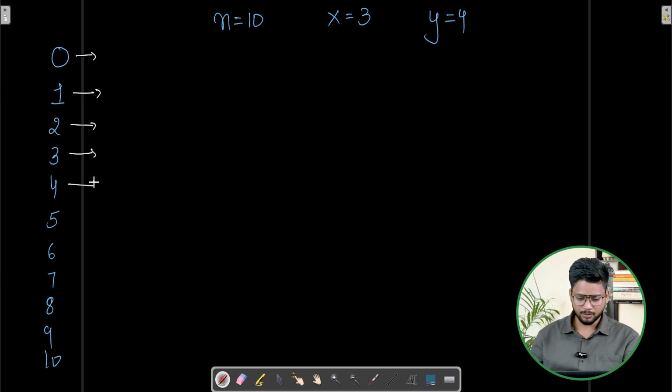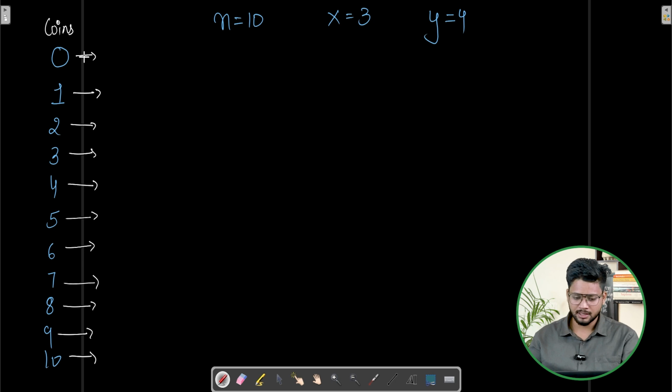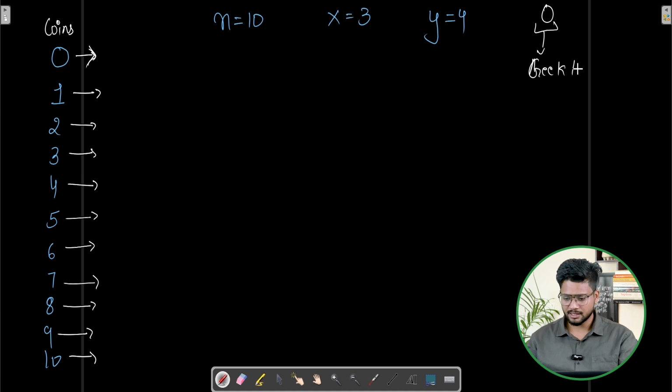These are the number of coins. We are going to use DP over here. Firstly, if we have 0 coins, can player A win? No, because he is starting the game but he is not taking the last coin. So in this case, 0 means Geek loses. We are assigning 0 to Geek losing.